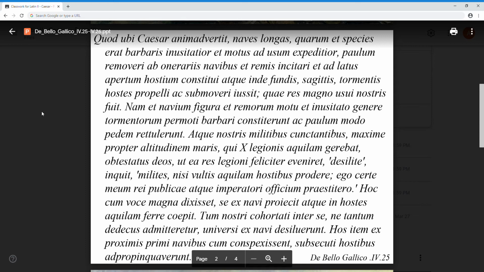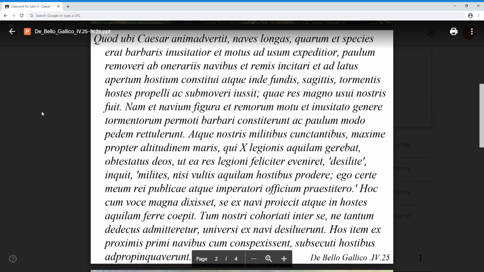Ac paulum modo pedem retulerunt, and they refero pedem, they bore the foot back, paulum modo, just a little bit, and they retreated just a bit, just a little bit, paulum, another accusative of distance.